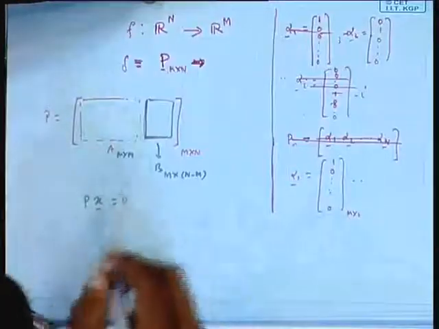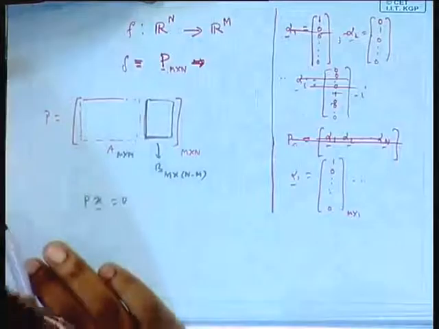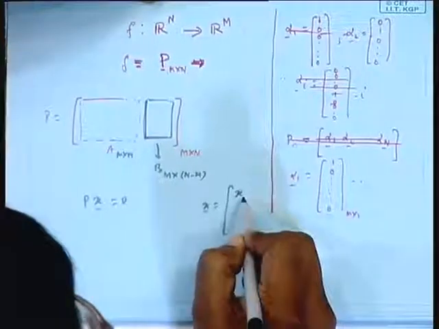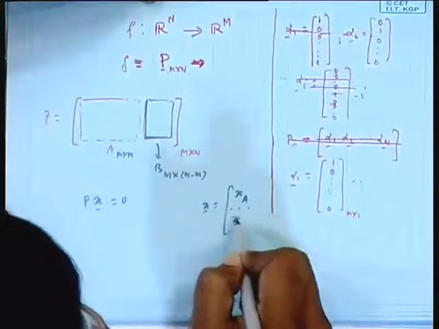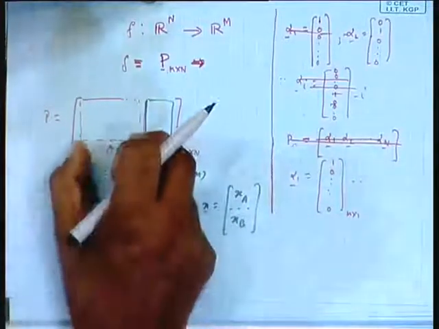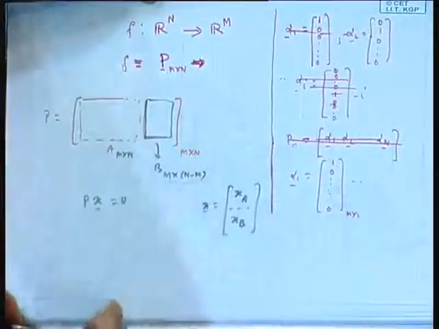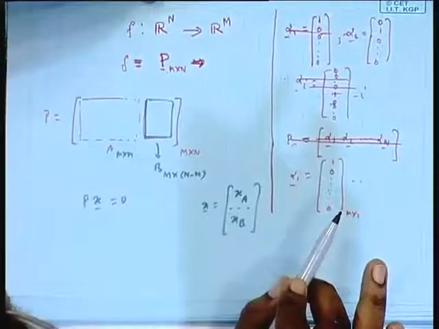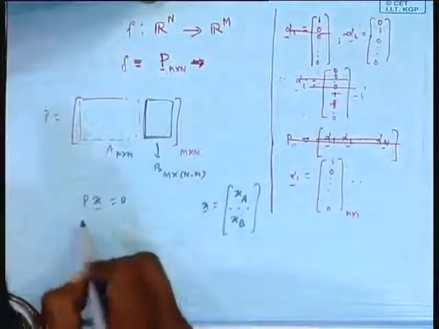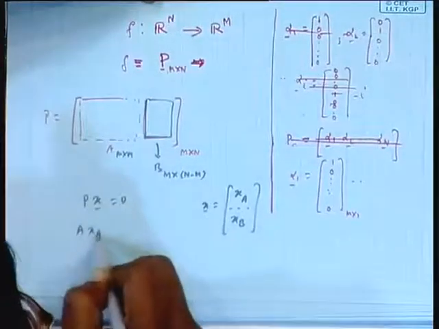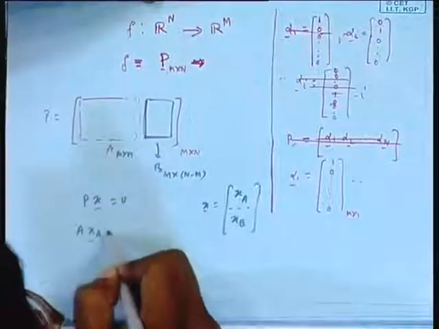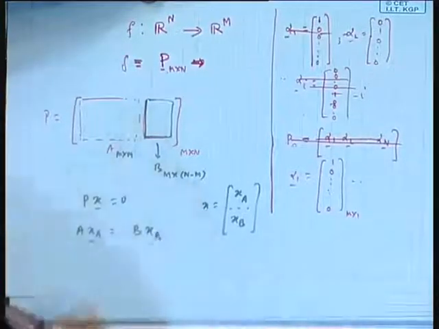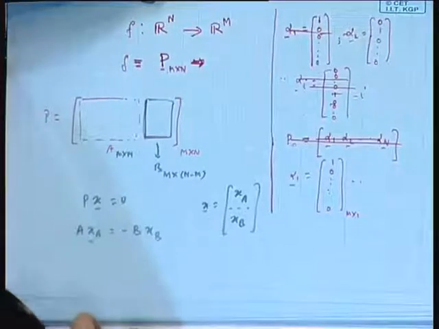In general, suppose I want to solve that equation where P has this structure. This x vector I can always write as x a, the upper half, and x b, the lower half. x a is of size m, x b of size n minus m. I am writing a because A will work on it, and b because B will work on it. Then Px is nothing but A times x a plus B times x b.